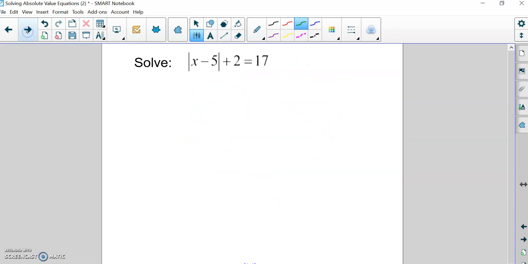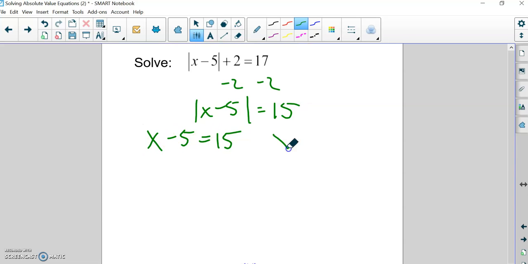Okay, moving on. Same kind of thing, but now we have this plus 2 with the absolute value. We just want to isolate that by subtracting 2 to start. Once we do that, we have the same exact kind of problem. We have it equal to 15. The only way to get this to be true is if what's inside the absolute value is either 15 or negative 15. So we can say x minus 5 is equal to 15, and x minus 5 is equal to negative 15. And then solve. This will give us x equals 20, and this will give us x equals negative 10.